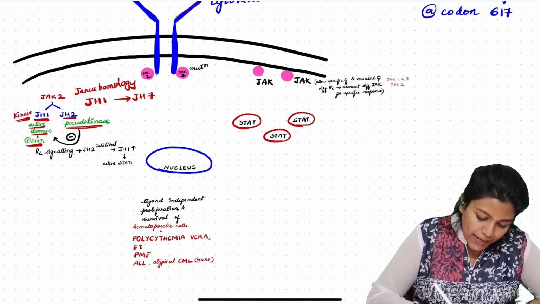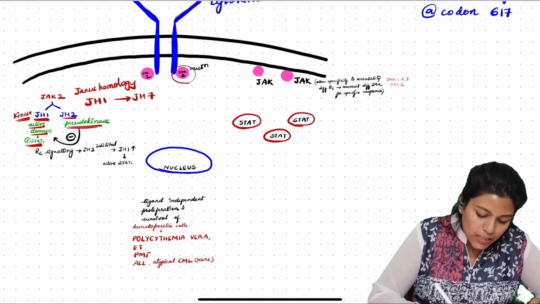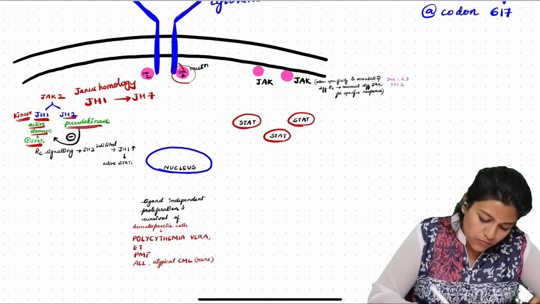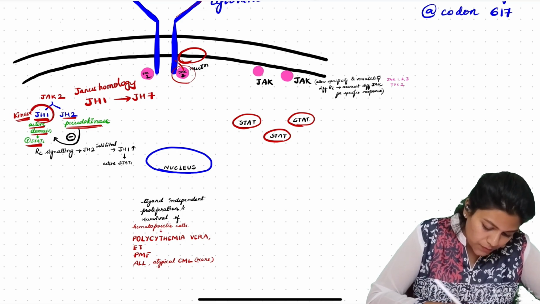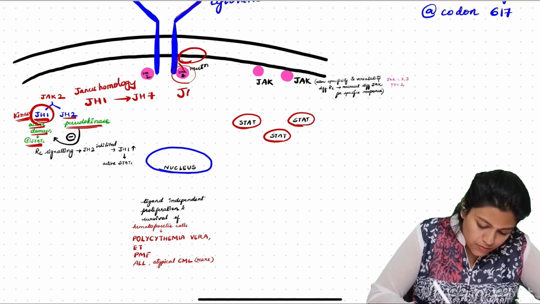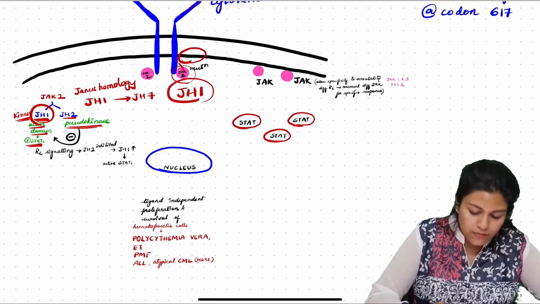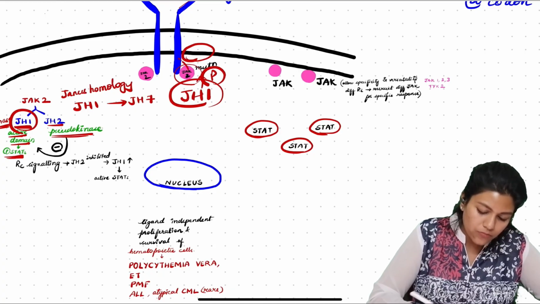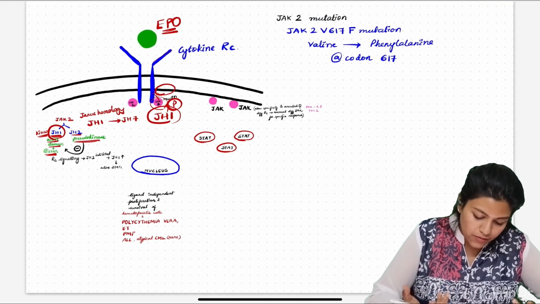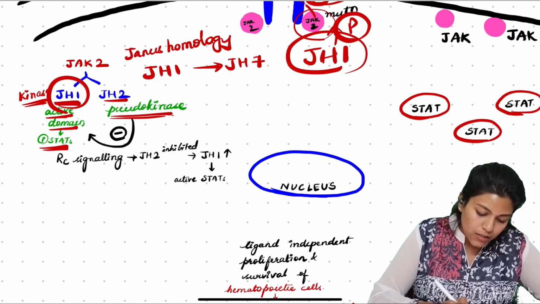The function of this active domain, the kinase domain, is to phosphorylate STAT. We are saying here JAK2 has been recruited. It will phosphorylate each other, it will phosphorylate the receptor, and it will phosphorylate the STAT also. How is it phosphorylating? By this JH1. JAKs have this JH1, and this JH1 is responsible for the phosphorylating function.